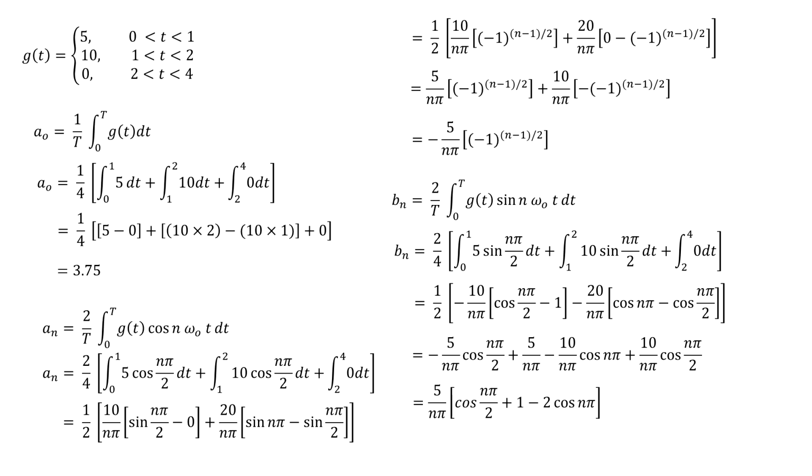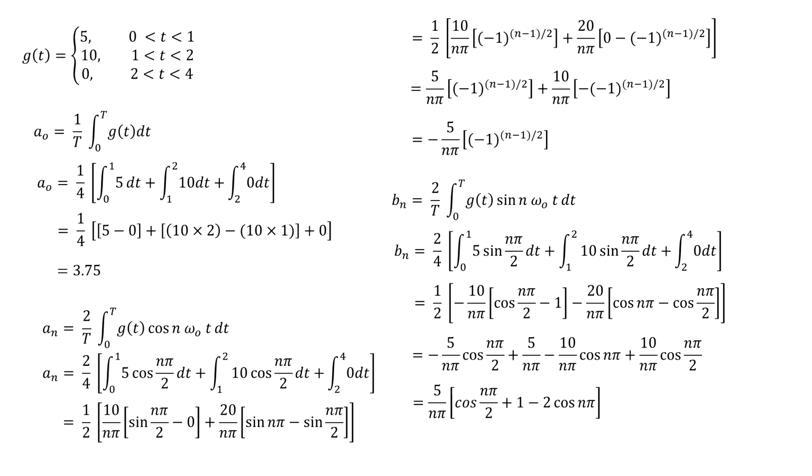And for Bn, you just do some integration and some simplification and you get the answer 5 over n pi times cos n pi over 2 plus 1 minus 2 cos n pi. Now, some of you might be looking at the answer sheet and notice that there is a difference between this answer and the answer sheet.